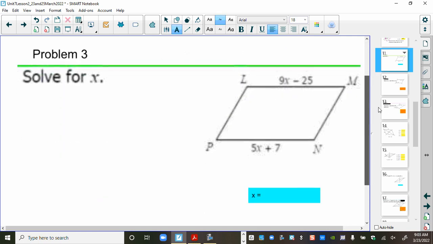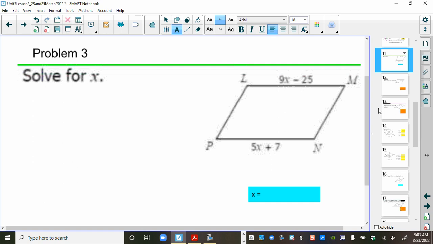Let's look at this problem here. Solve for x, 9x minus 25, 5x plus 7. Okay, what's the one thing we know right away? Then I'll give you all a moment or two to try this out. What do we see? Could you tell us what we see for this problem, Cindy?